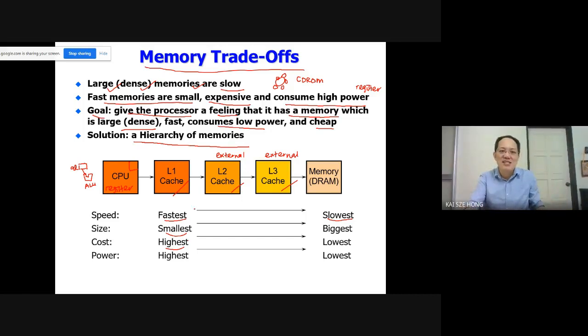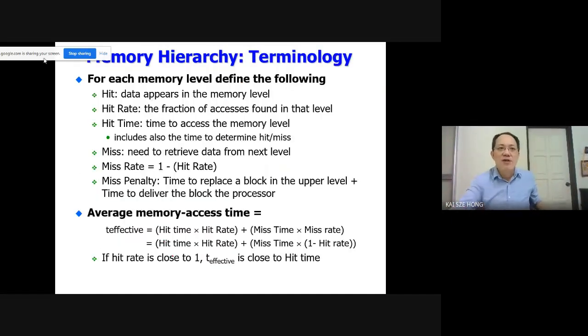And the power consumed is highest. This one is highest per bit. Yeah, highest per bit, the power. But definitely inside, you might argue with me, why is the power higher inside? Maybe per bit, okay? Because the hard disk can access many things together, right? Yeah. So for the memory hierarchy, the terminology is like this.